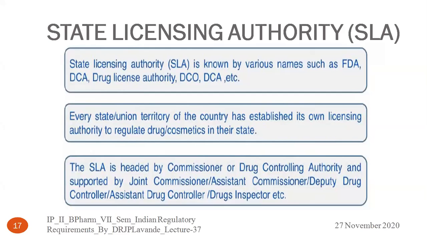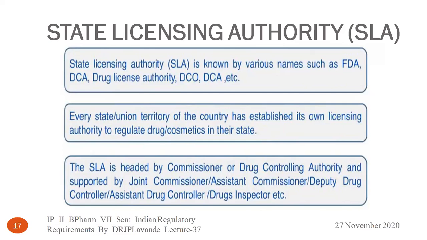Commissioner, that is the head for the state licensing authority, and DCGI, that is the head for the CDSCO, that is the Central Drug Standard Control Organization, whereas the commissioner is the head for the state licensing authority. Very true.